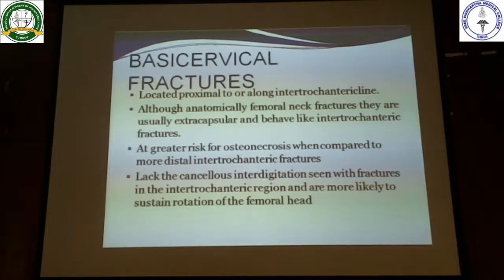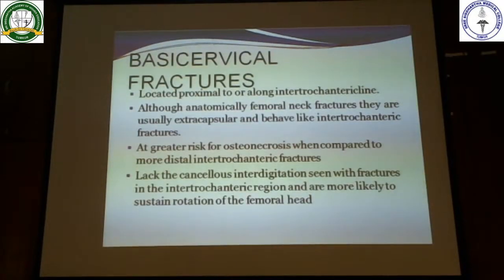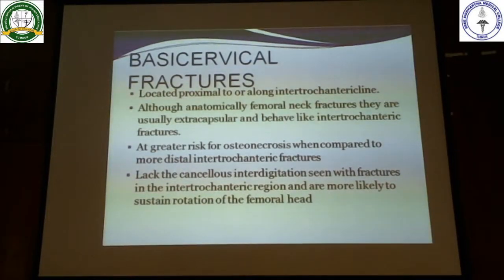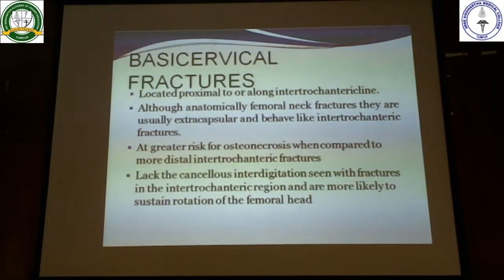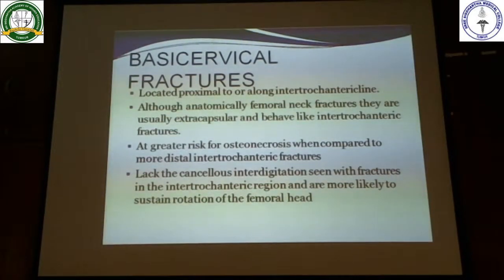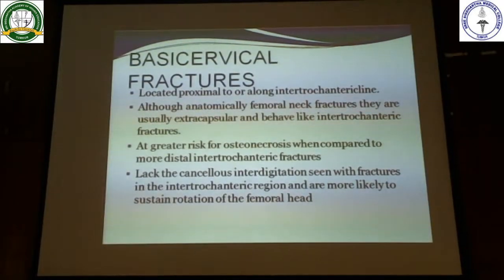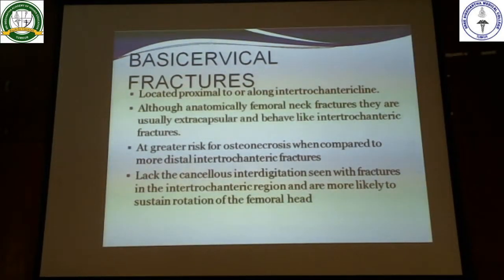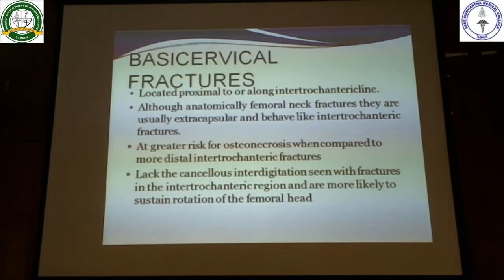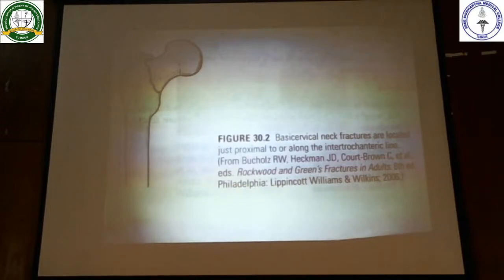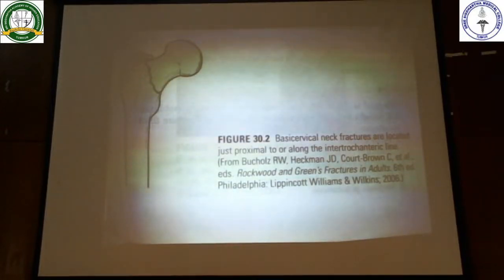Basicervical fractures are located proximal to or along the intertrochanteric line, like I already mentioned, it's more or less a neck of femur fracture. Although anatomically femoral neck fractures, they are usually extracapsular and behave like intertrochanteric fractures. At greater risk for osteonecrosis when compared to more distal intertrochanteric fractures, because it's more or less a type of neck of femur fracture. It lacks the cancellous interdigitation seen with fractures in the intertrochanteric region and is more likely to sustain rotation of the femoral head. So that is a specific type of fracture. This shows the basicervical type of fracture. This is more or less a neck of femur fracture anatomically, right?